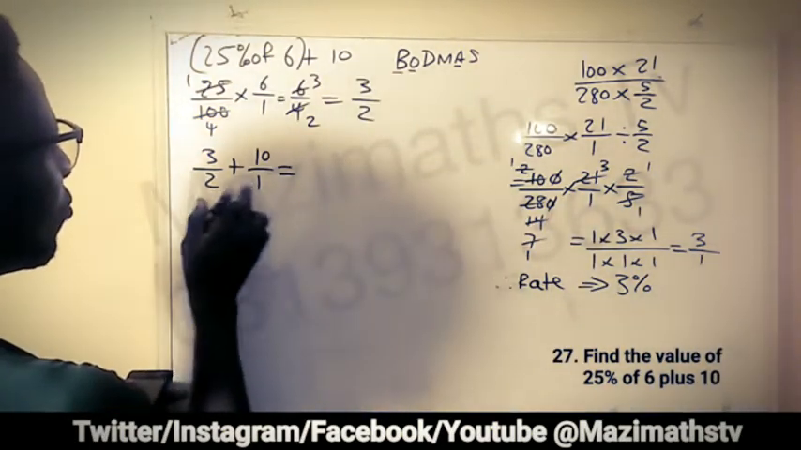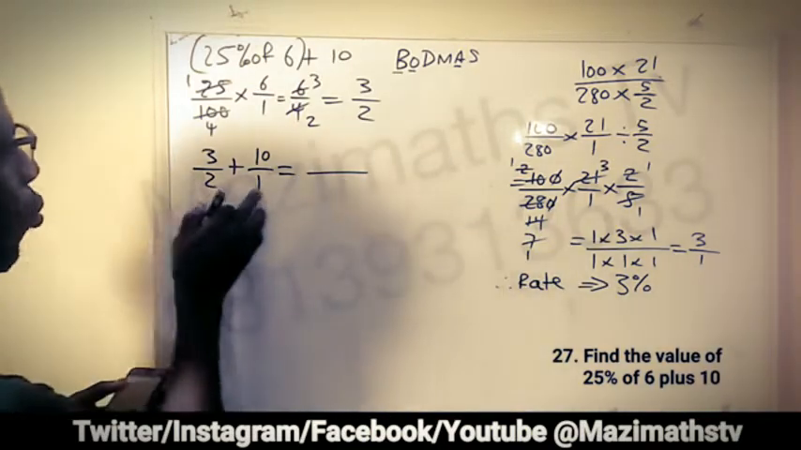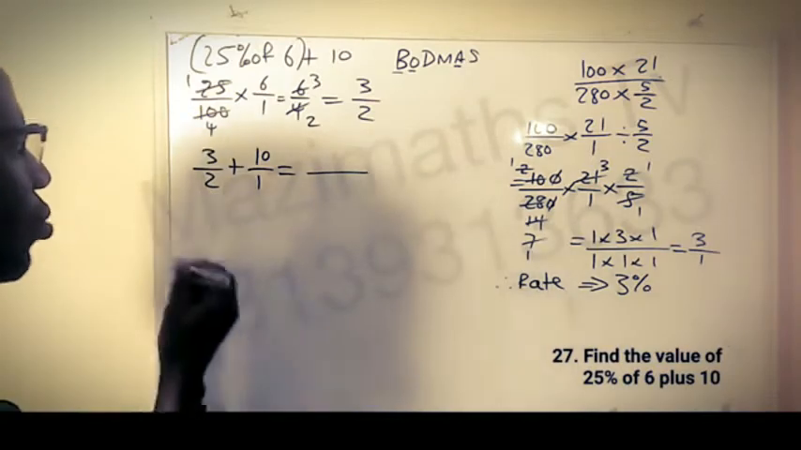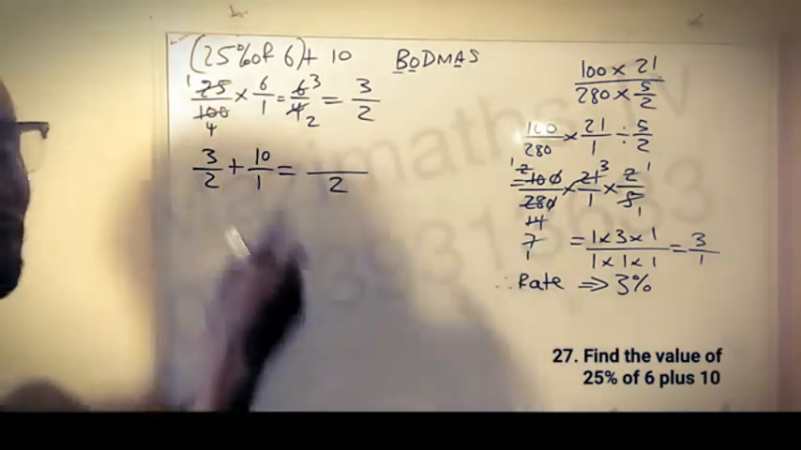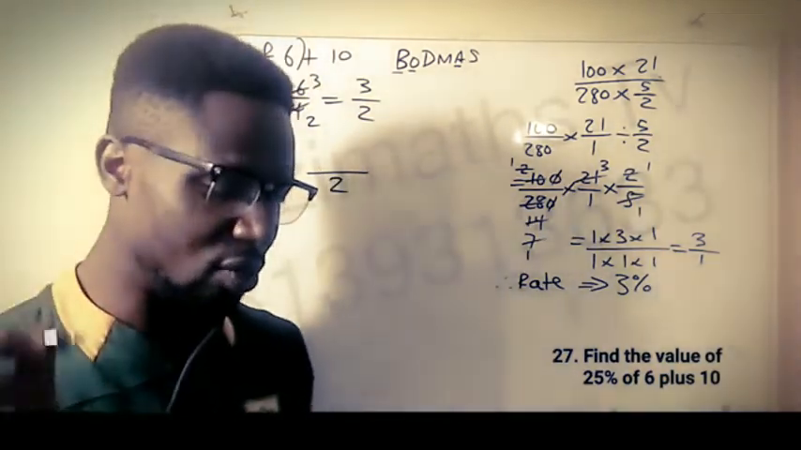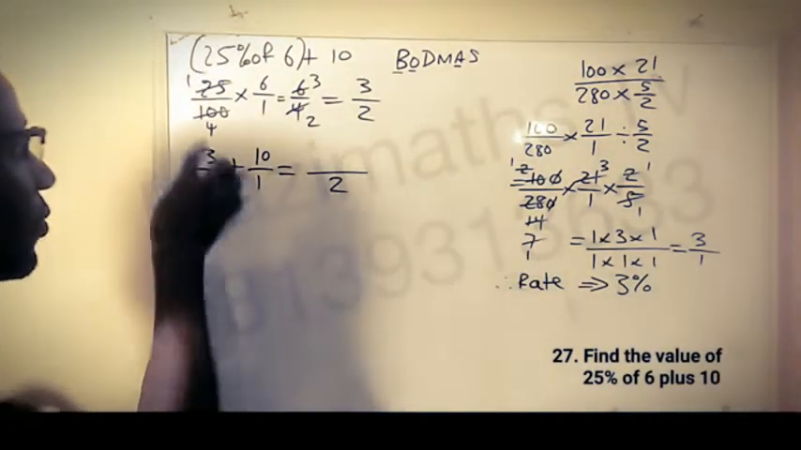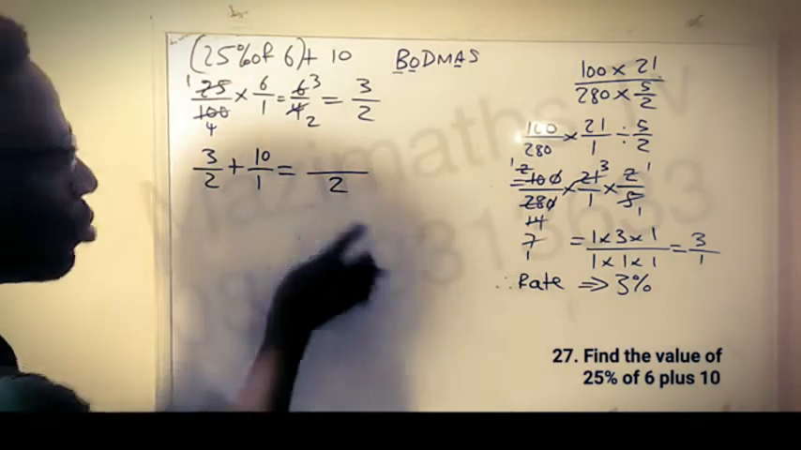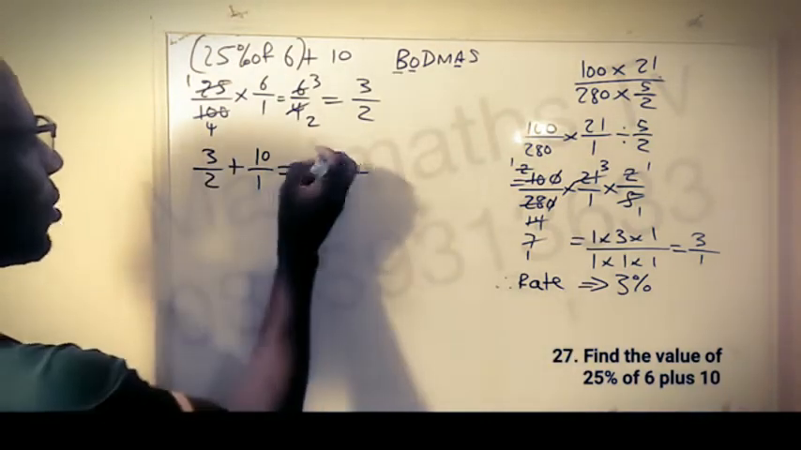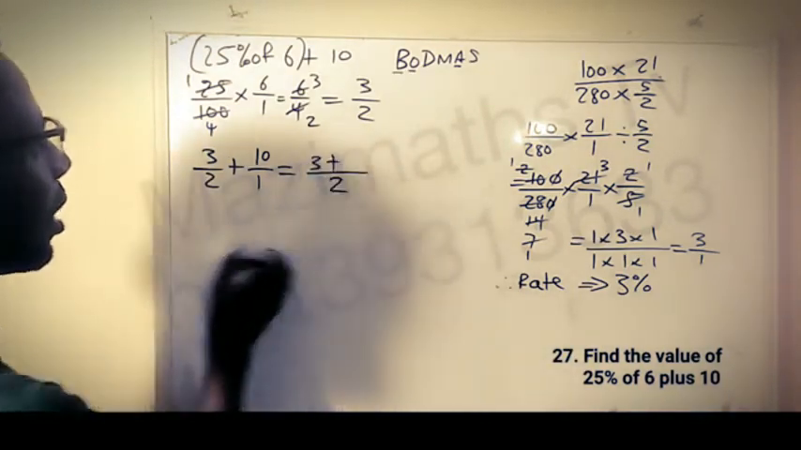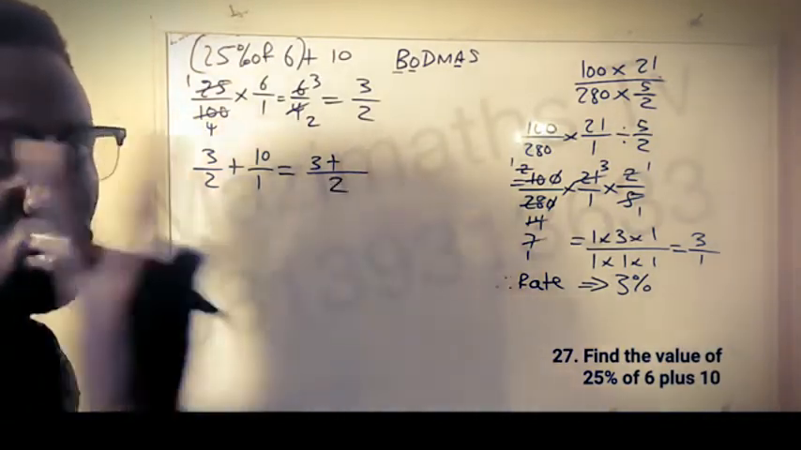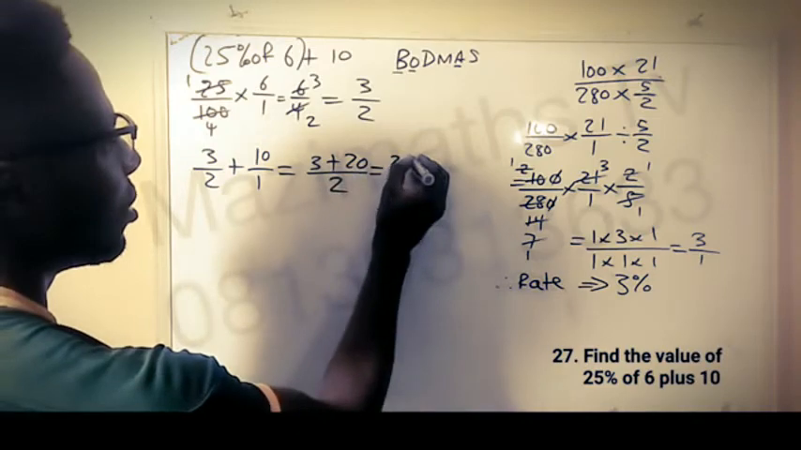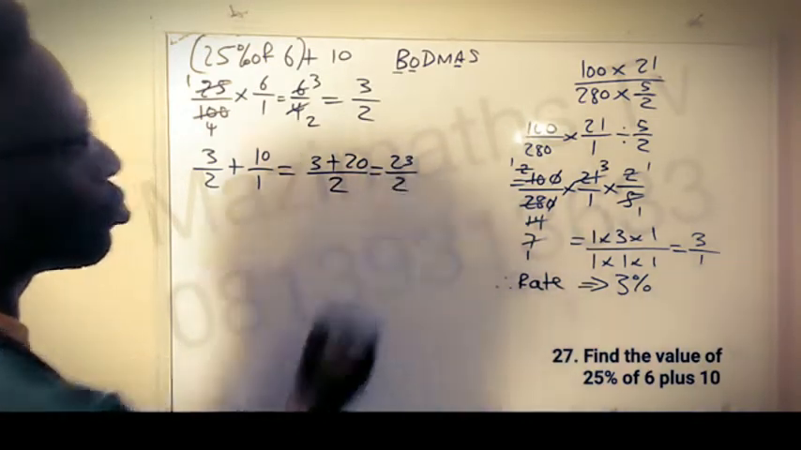So find the LCM of 2 and 1. 1 can divide 2. 2 is our LCM. Even if you find the LCM, you get 2, okay? So you put 2 here. Like we did when we were looking for the smallest fraction the other time, you look for the value of each of these fractions, okay? Now how many 2 are there in 2? That is 1. 1 times 3 will give you 3, and then plus. How many 1 are there in 2? That is 2. 2 times 10 will give you 20. So we have 23 over 2.